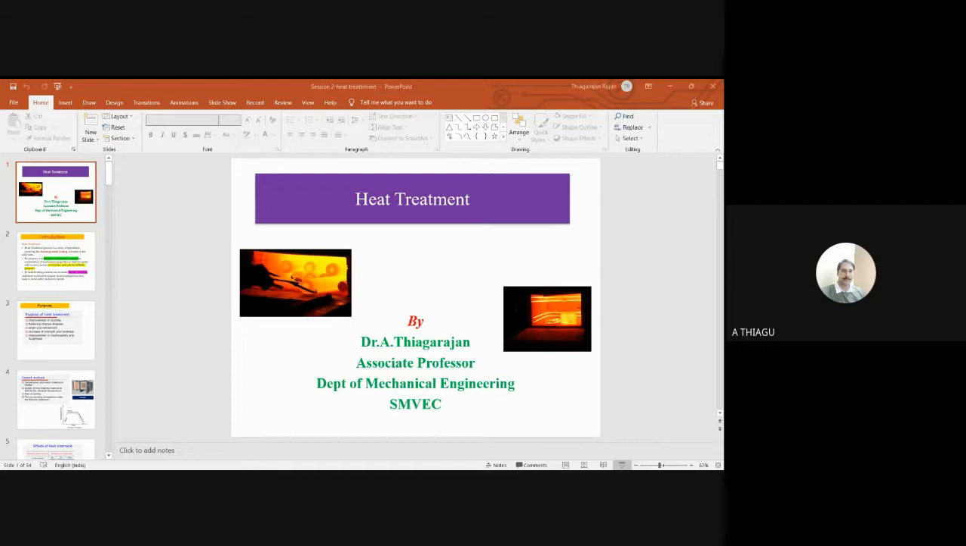Stress relief annealing means after completion of any grinding process or welding process, we have to go for stress relief annealing. Okay, fine. So in stress relief annealing, the heat treatment process is employed to eliminate the internal stress induced by means of casting, punching, machining, cold working operation, or welding process.